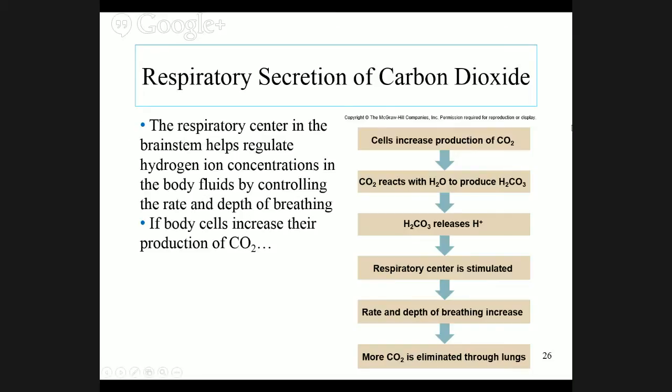And this chart just shows what I just said, basically. Cells increase production of CO2, and the CO2 reacts with water to produce H2CO3, and then the H2CO3 releases hydrogen ions, the respiratory center is stimulated, the rate and depth of breathing increase, and then more CO2 is eliminated.